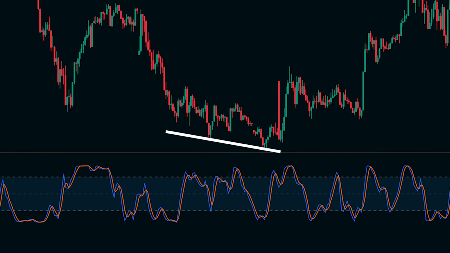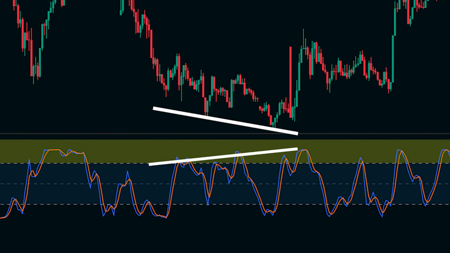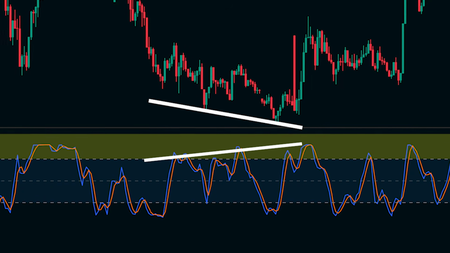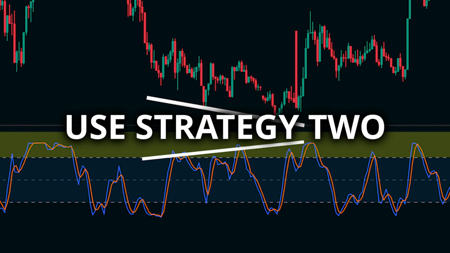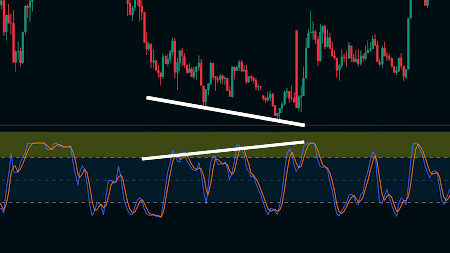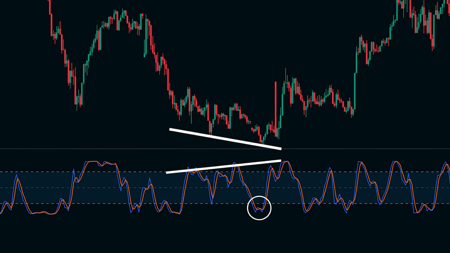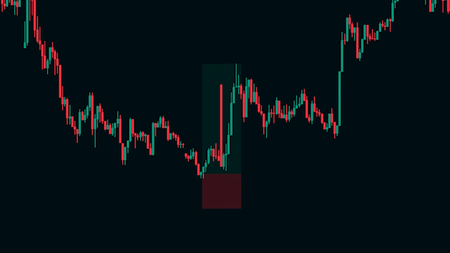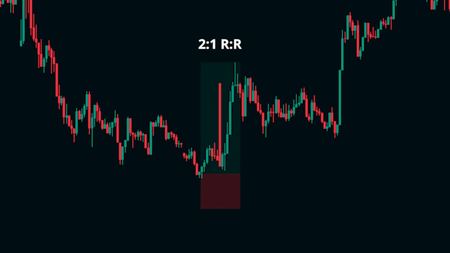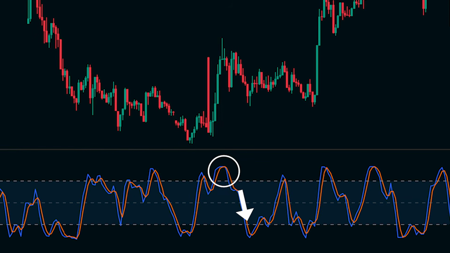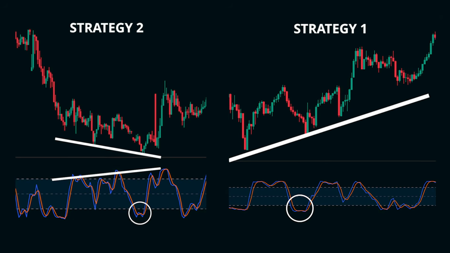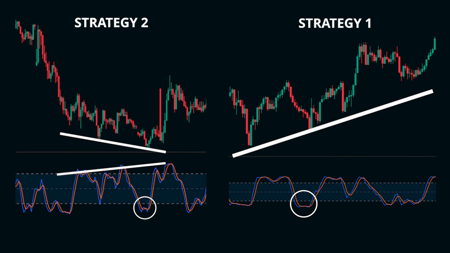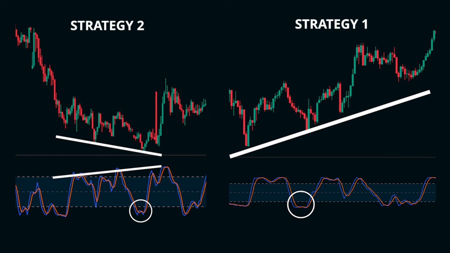If you identify divergence, price making a new extreme that stochastic RSI does not confirm, use strategy 2. Wait for the divergence to form at an extreme zone, wait for the %K and %D crossover, and enter on the confirmation candle. Exit at your 2 to 1 target, or when %K crosses back in the opposite direction. In both strategies, the crossover is your entry signal, not the zone, not the divergence alone, the crossover.